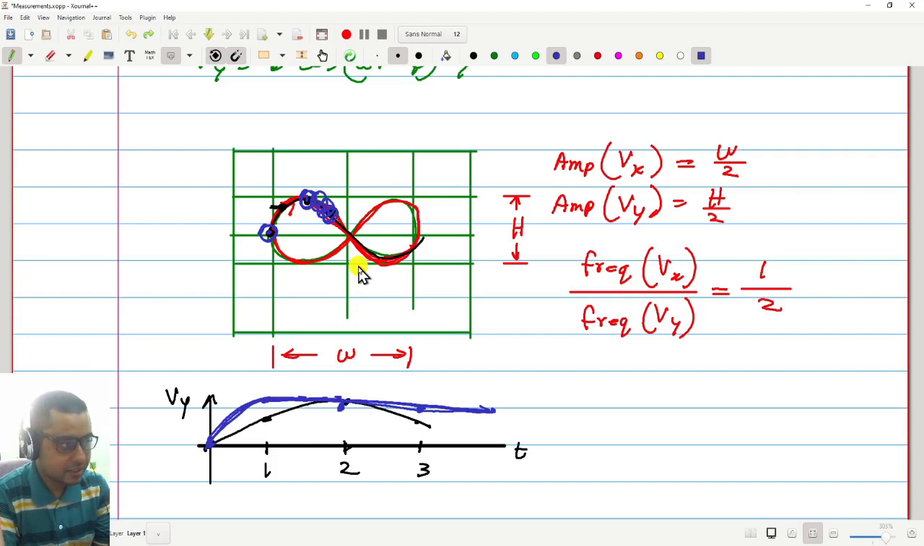Sir, I think if we know the time relation of one waveform, then we could find out the other if we are given the graph. Yes, if you know one, then you can find the other. Yeah, that's true.